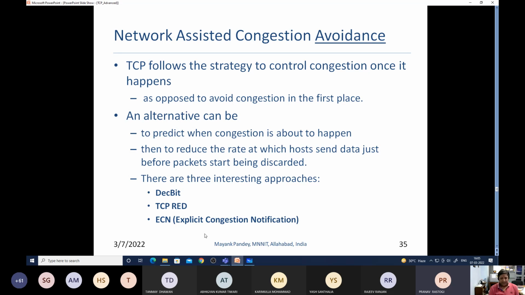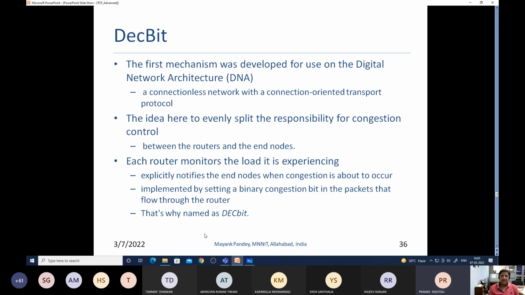There are three interesting approaches. One is DECbit, the other is TCP Random Early Detection, and third, ECN, which I have already explained. Now, it was started with the Digital Network Architecture in the late 90s, which was, you can say, the competitor to the TCP/IP protocol suite, Digital Network Architecture, DNA.